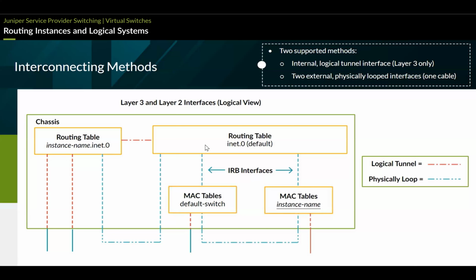Okay, this is basically the two solutions if you want to interconnect different routing tables, different routing instances. It can be global to customized routing instances, or customized routing instances to another customized routing instance.